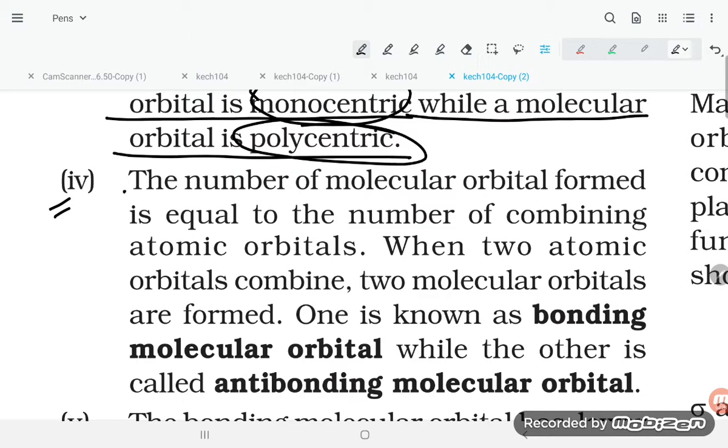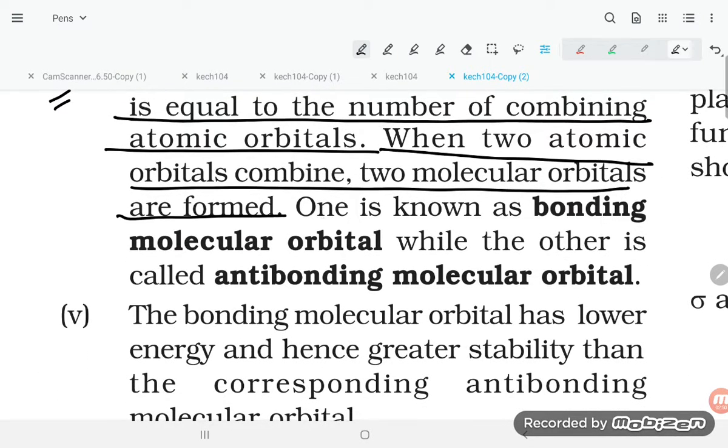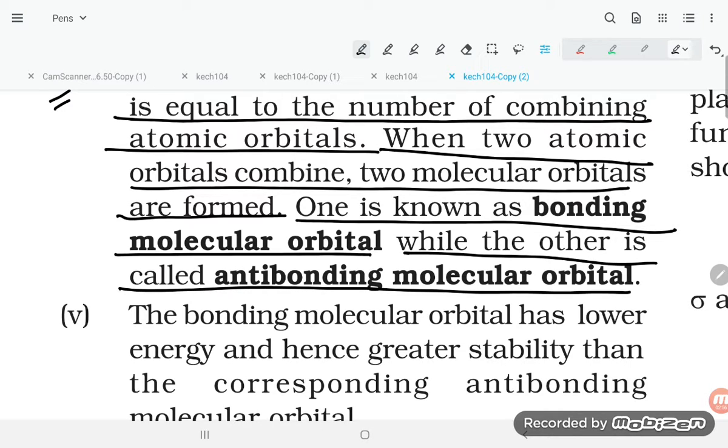Now the fourth point: the number of molecular orbitals formed is equal to the number of combining atomic orbitals. That is, if two atomic orbitals are combining, two molecular orbitals will be formed, and if three atomic orbitals are combining, three molecular orbitals are formed. When two atomic orbitals combine, two molecular orbitals are formed. One is known as the bonding molecular orbital, while the other is called the anti-bonding molecular orbital. Dear students, keep in mind that two types of orbitals will be formed: one is the bonding and another is the anti-bonding.